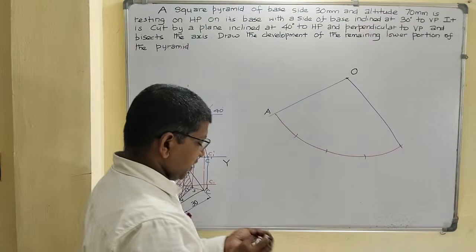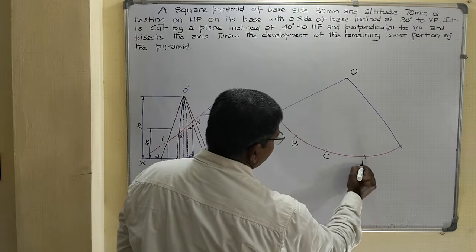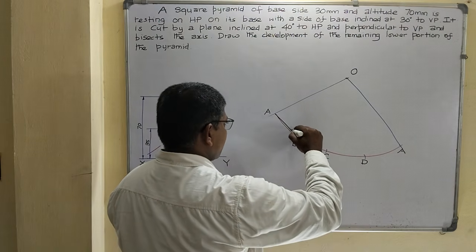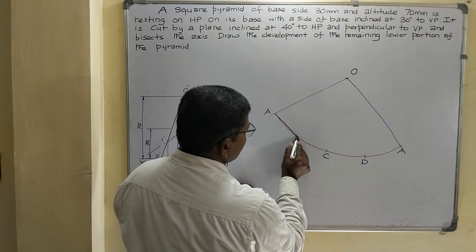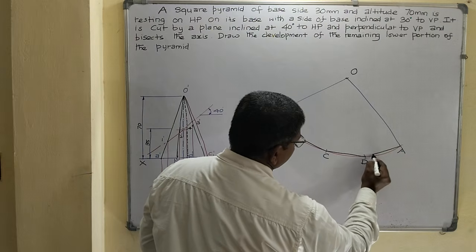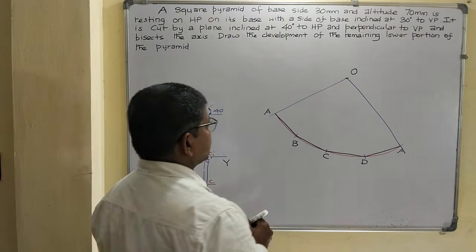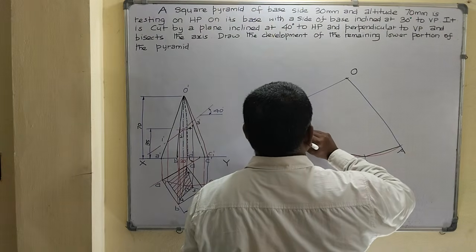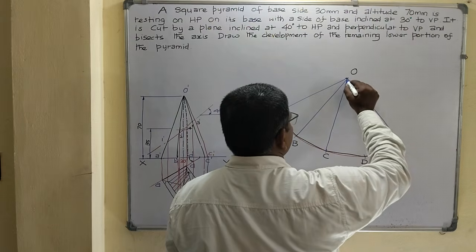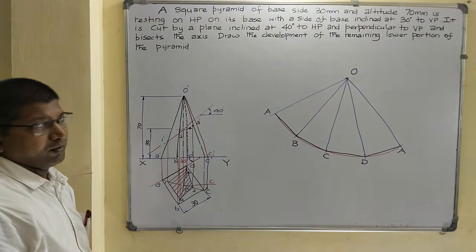Now join all the base points A, B, C, D, E by a straight line, because this is a square pyramid, so the base edges are straight lines. Right. Now draw the slant edges. Join all the slant edges with O. Okay. Now the development of the square pyramid is over.